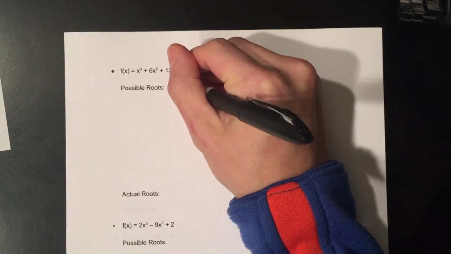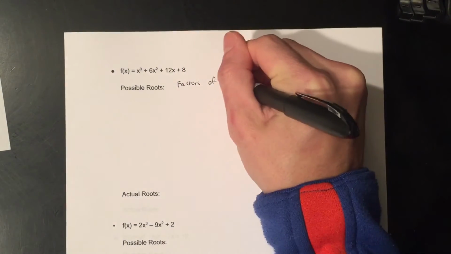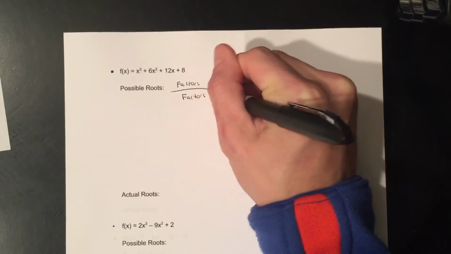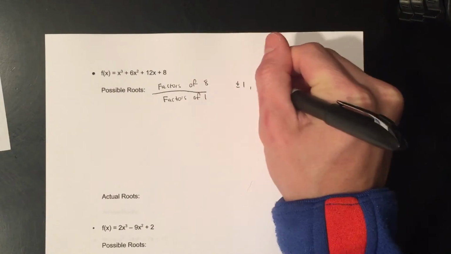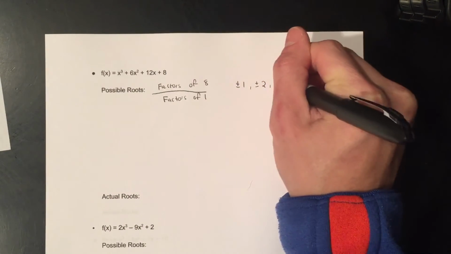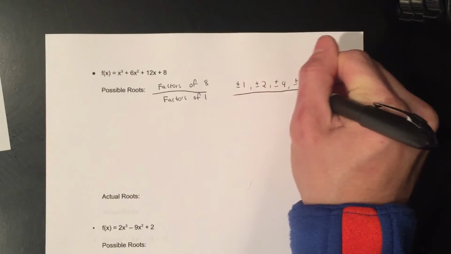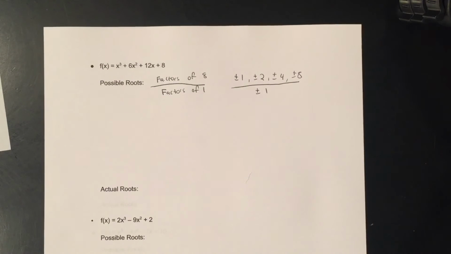The possible roots are factors of 8 or factors of 1. Factors of 8 are 1, 2, 4, and 8. And factors of 1 are 1. These are actually the same possible factors that we had in our last equation.